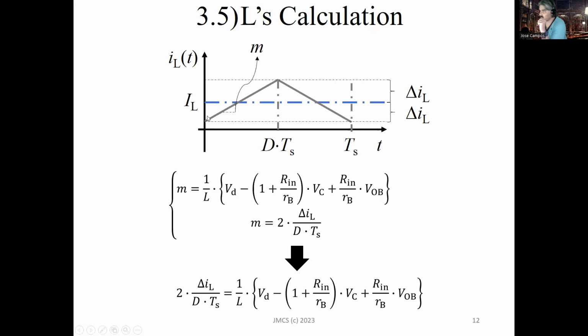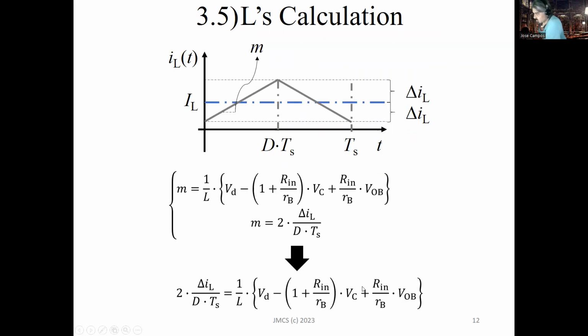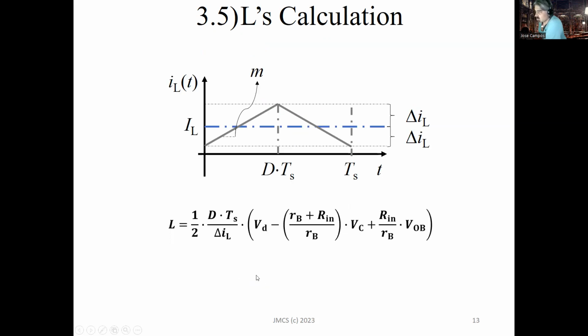But also, if you look at this figure, we can get the same slope by simple inspection. I mean, regarding this figure, you know that the slope is basically 2 times delta IL divided by TS. So both equations must be equal, because we're talking about the same slope. In order to do that, from this balance, we can solve for L. And this equation finally gives us the value of the inductor regarding the filter phase.